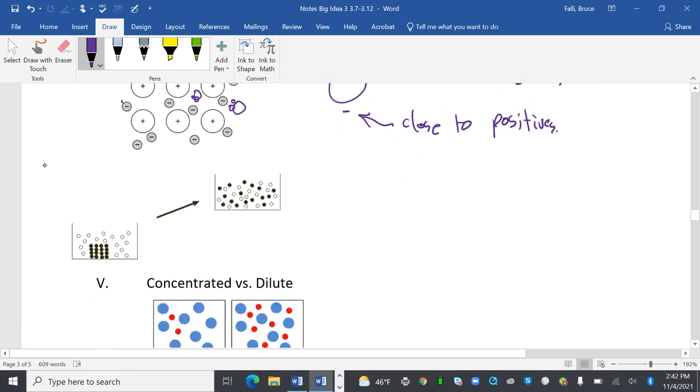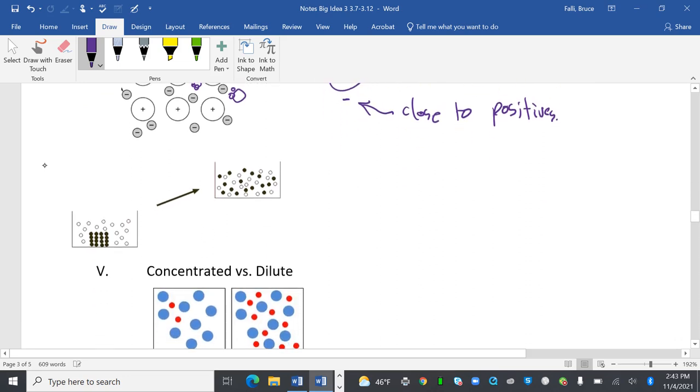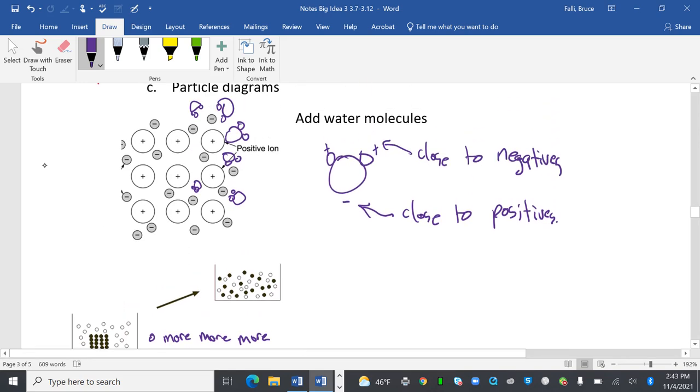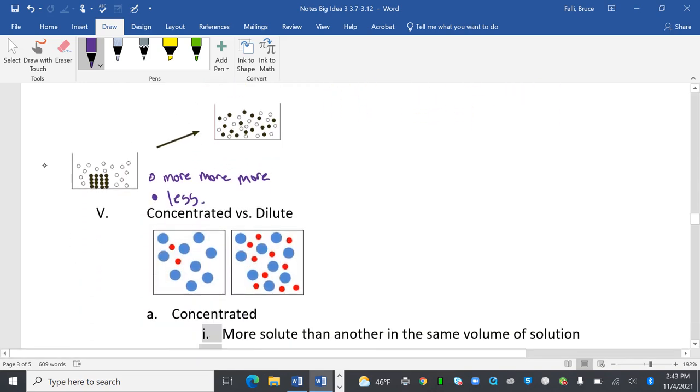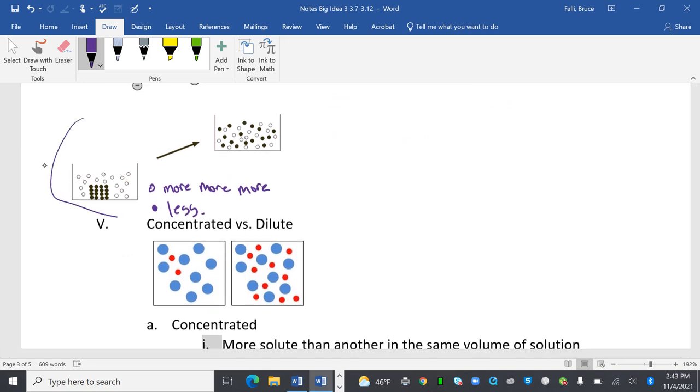Another representation of solution, this would be what something looks like when it dissolves. What I wish this had, these numbers seem to be about even, but I should have more circles, and then these dots should be less. I know whenever we draw a picture we're giving up some liberties and no model is ever perfect, but I just want you to know that the goal should be to make it clear. If you're drawing solvent particles, I should have way more waters than I do positives and negatives. So just another representation of it.